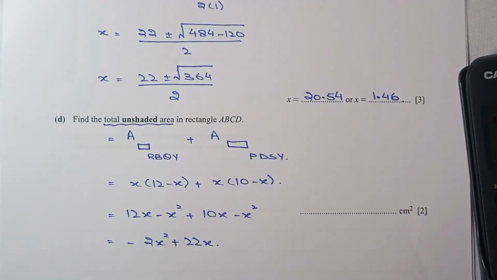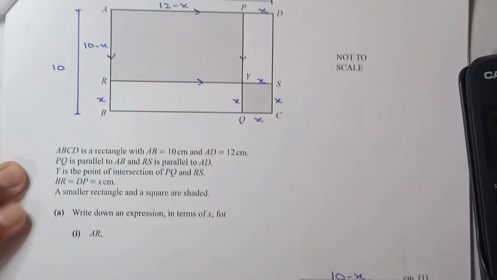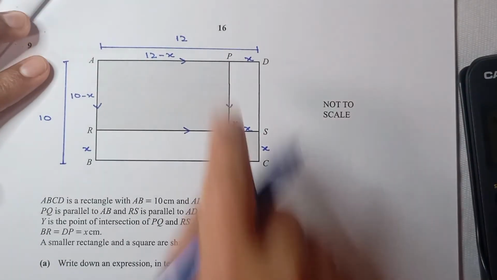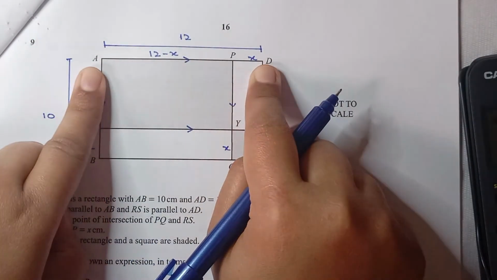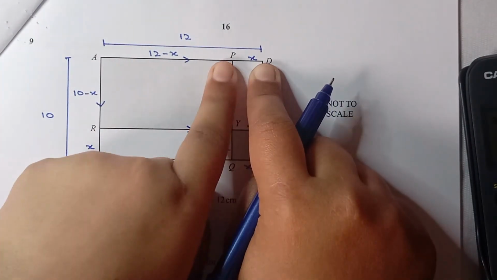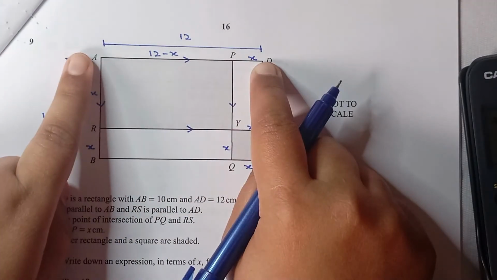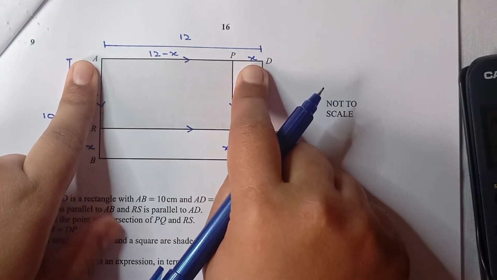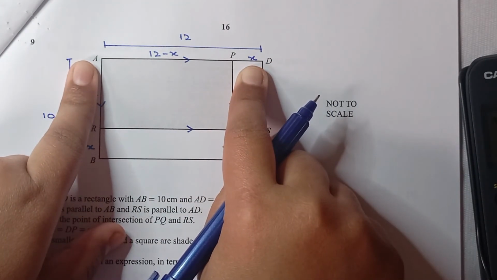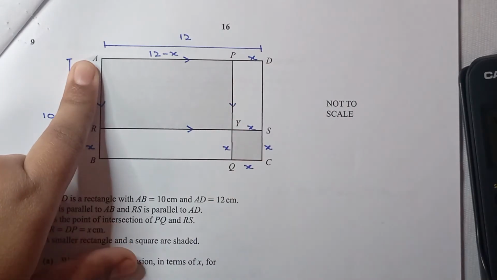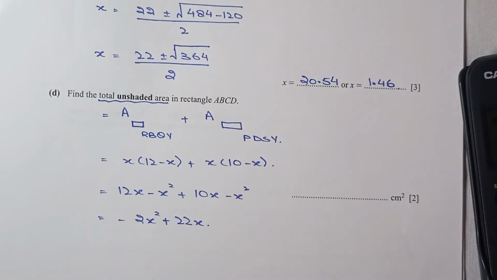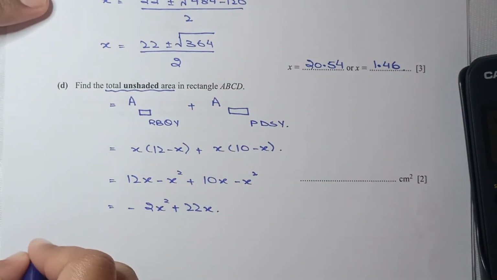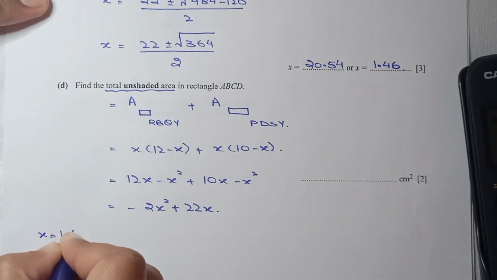Okay, moving back to the rectangle, as we can see, A to D, this length is 12, and the smaller part would be x. So if the total is 12, x can't be 20.54. x can be 1.46. So we are going to select x equals 1.46.